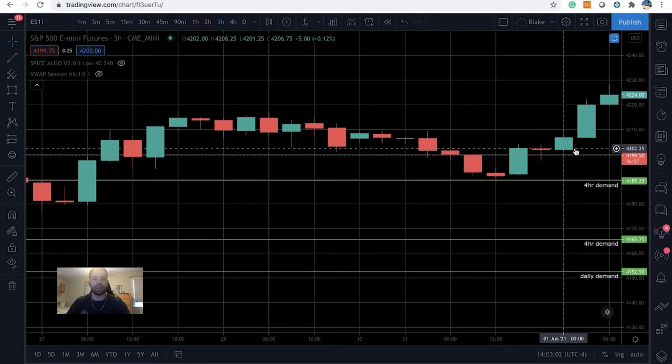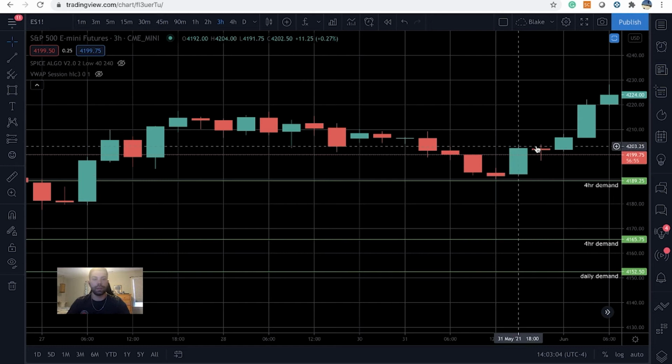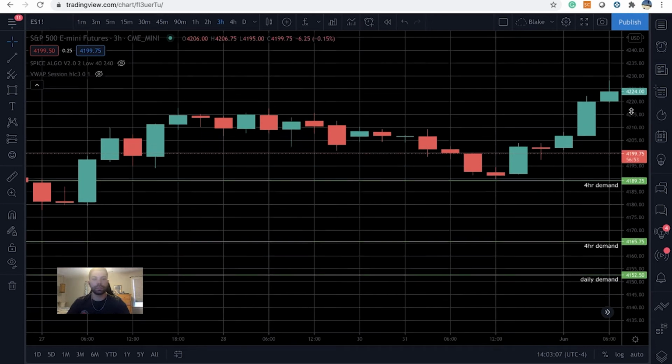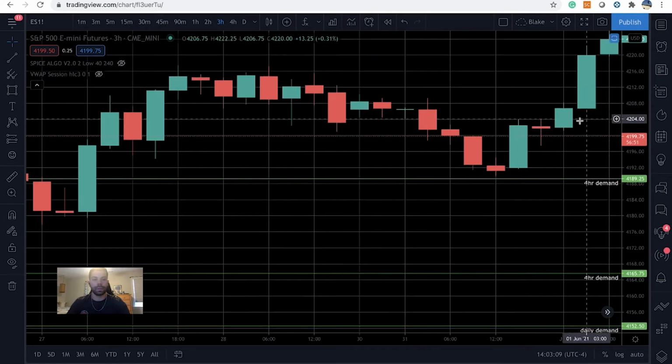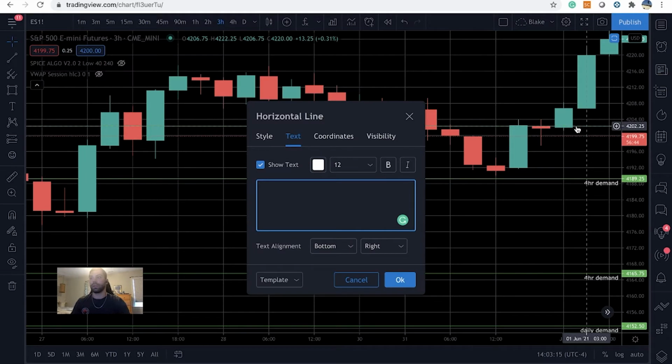This would be a demand zone, right? Because we have this rally, base, rally. You can see the candles a little bit better. So we're going to drop a demand zone here. That's going to be our 3-hour demand.